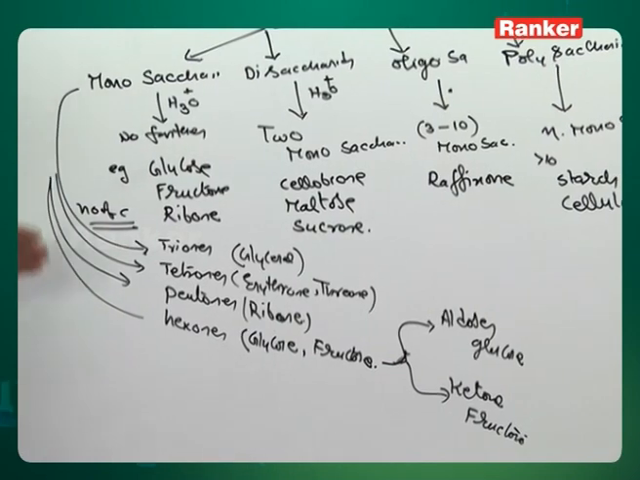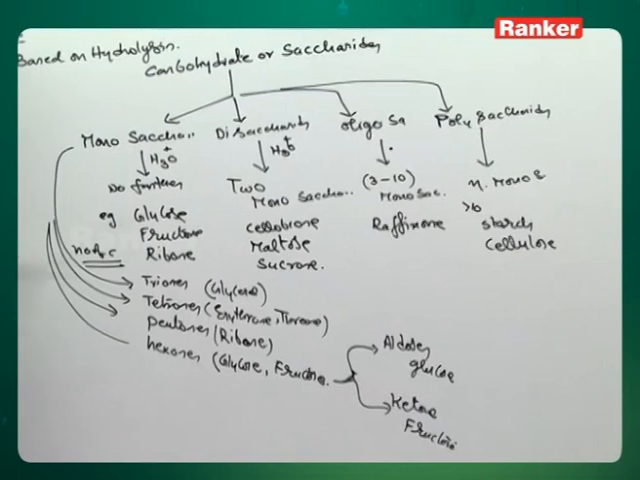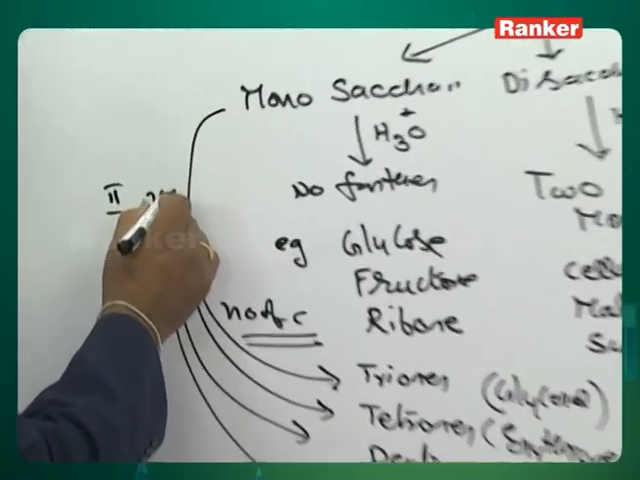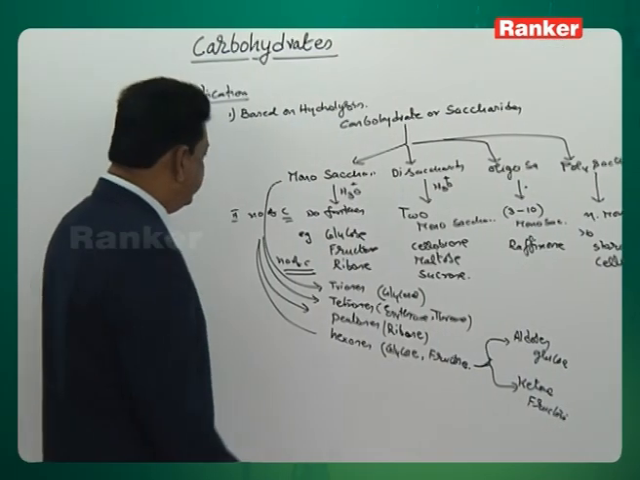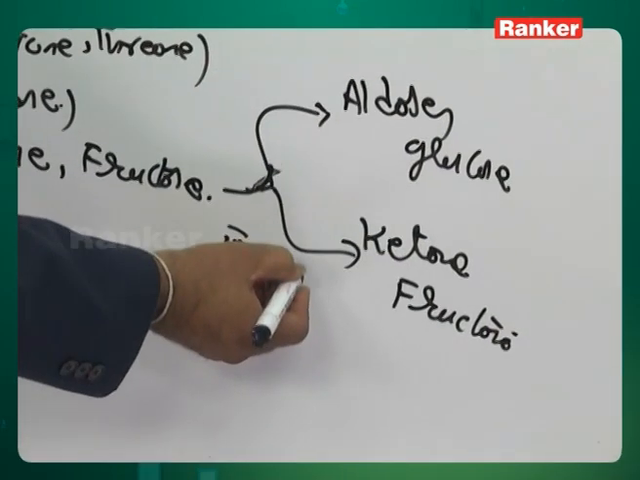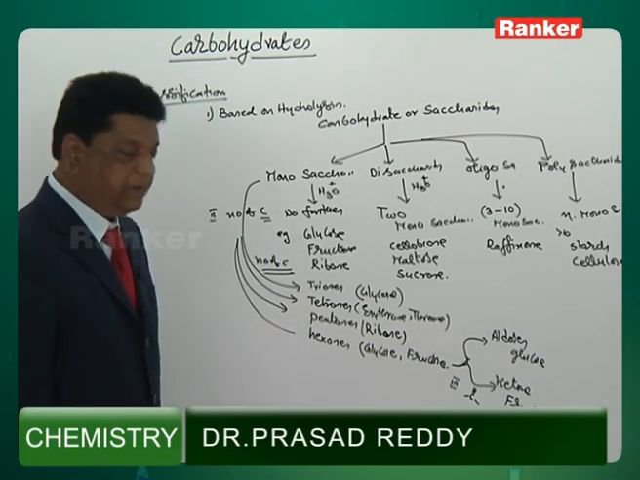So, the first classification is based on the hydrolysis concept. The second step is based on the number of carbon atoms in the carbohydrate. The third point we have taken here is what type of carbonyl function is there. Is it an aldehyde or a ketone? Based on that we have taken it into this type, isn't it?